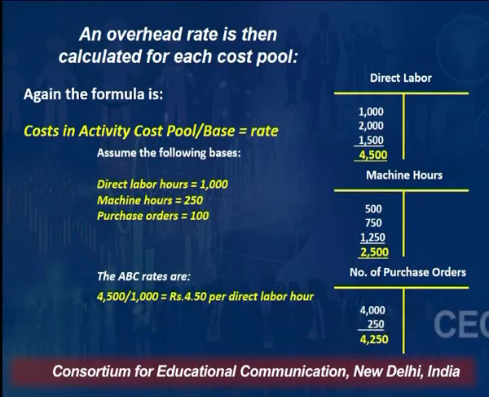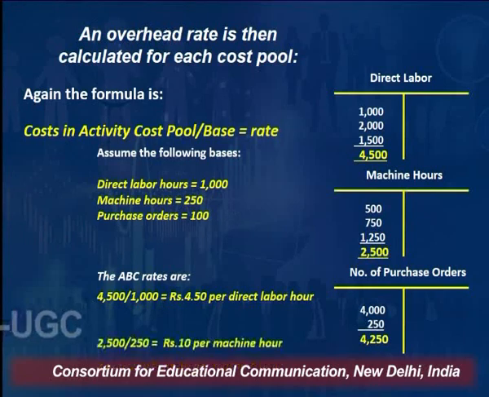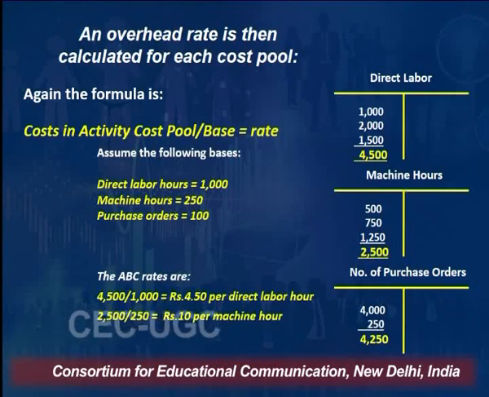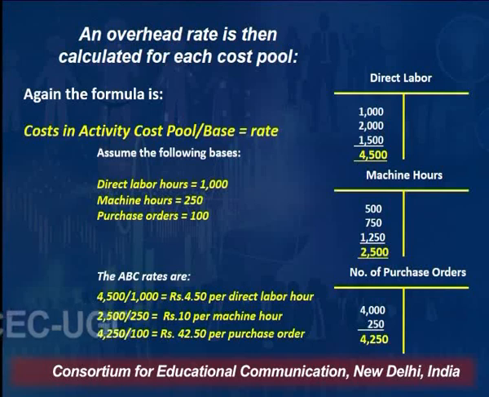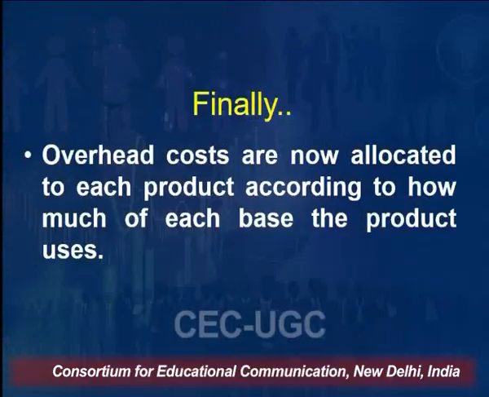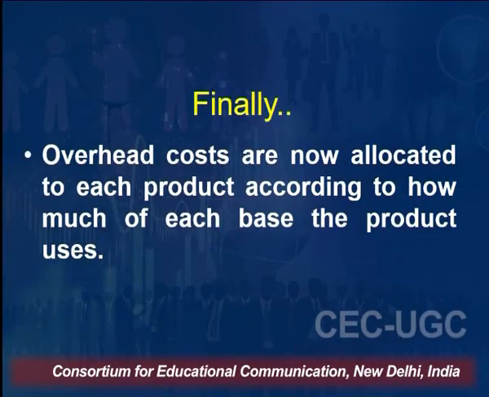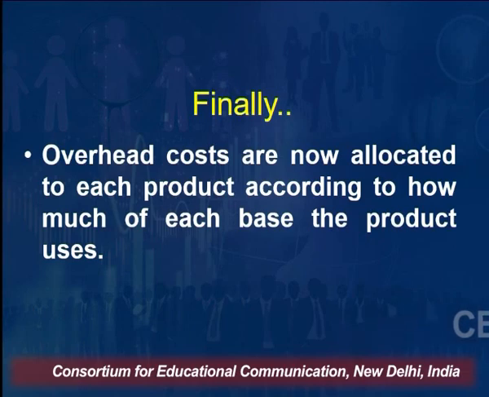The same process we shall follow for machine hours and number of purchase orders. The second one is giving me the rate of 10 rupees per machine hour. And the third one is giving me rupees 42.50 per purchase order. With this calculation we can very easily identify the rates. And finally, since these rates are with us, we can now allocate the overhead cost to each product according to how much of each base the product is using.